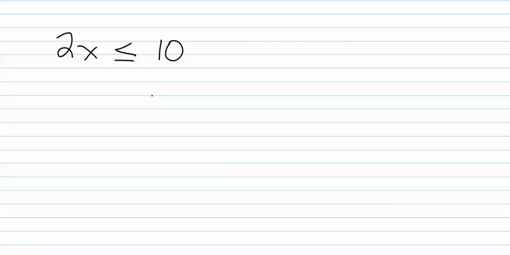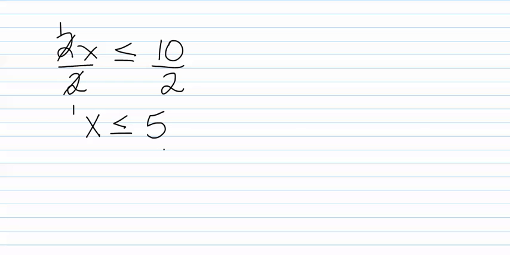Well, in order to do that, I need to undo the operations that are affecting the variable. And right now that variable is being multiplied by 2. So to undo multiplication, I'm going to divide. Whatever I do to one side, I have to do to the other. 2 divided by 2 simplifies down to 1. So 1x is less than or equal to 10 divided by 2, which is 5. So this tells me that the numbers that will work in this original inequality are numbers that are less than 5 or equal to 5.